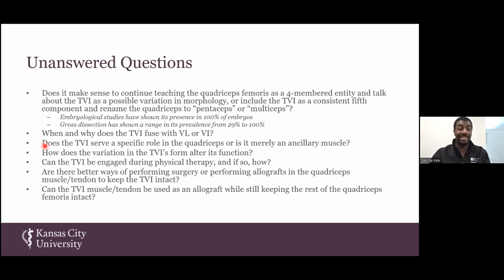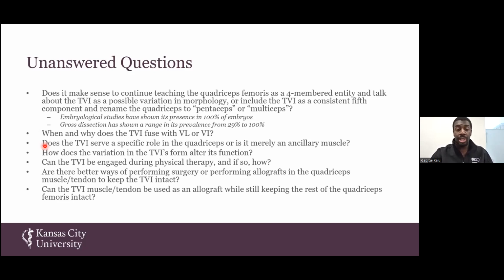My next question was, how does the variation in its form alter its function? And that kind of goes back to wanting to know the tensile strengths for the different morphologies. And then more clinically, how can it be engaged, if possible, during physical therapy to assist with rehabilitation for knee injuries and quadriceps injuries?